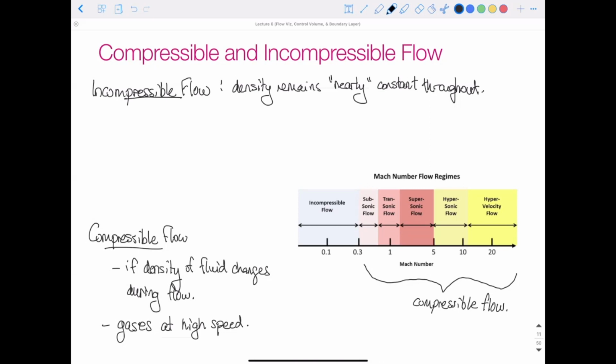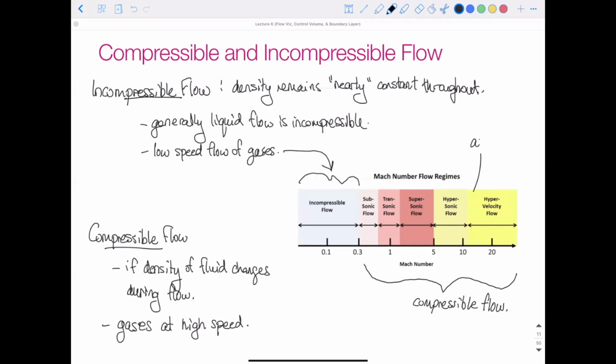So densities of liquids are generally constant, and even at high velocities, the density does not really change, and it takes a huge amount of pressure to change the density of the fluid. So typically we say the flows of liquids are incompressible. So generally, liquid flow is incompressible. And if we have gases moving at low speeds, we can also consider those as incompressible because their density might be nearly constant throughout. So this example here is just for air.